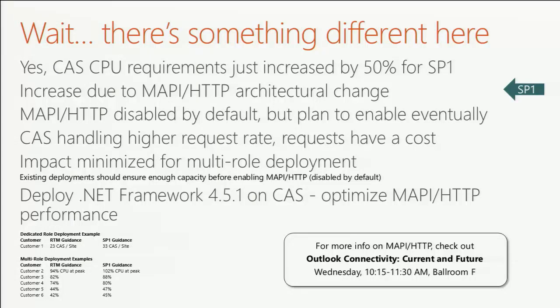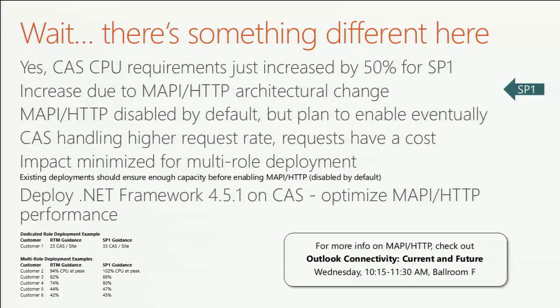So, bottom left corner, hard to see. We actually went through an exercise with some calculators from customers that we've dealt with quite a bit, to the level that we've actually helped them with their sizing process. Customer 1 there is actually deploying dedicated roles, and you can see that their sizing for RTM had them deploying 23 CAS servers per site. It's a fairly large customer.